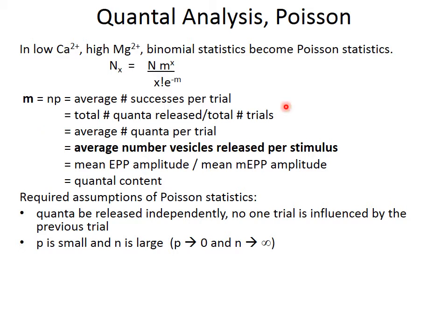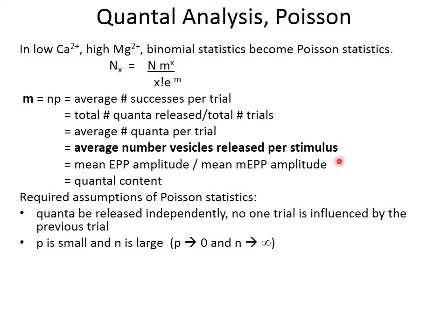Under these kinds of conditions, m is the mean number of successes per trial. That is the total number of quanta released over all trials divided by the total number of trials. So it's basically the average number of quanta released in any one experiment or experimental stimulation.